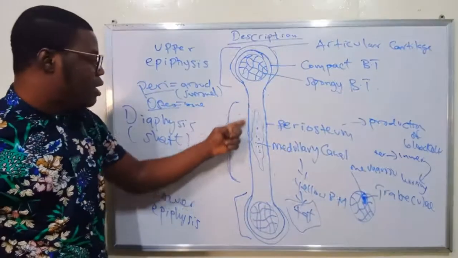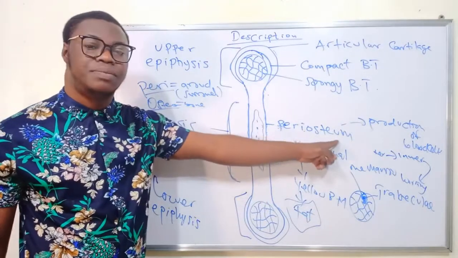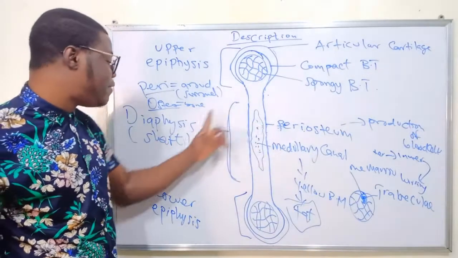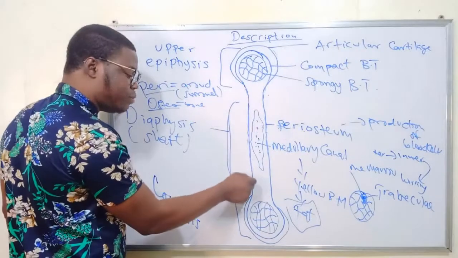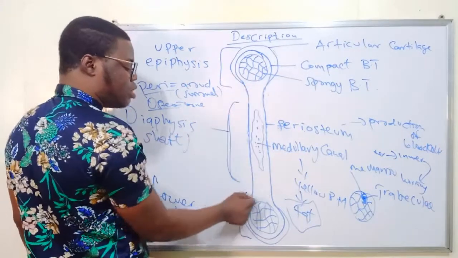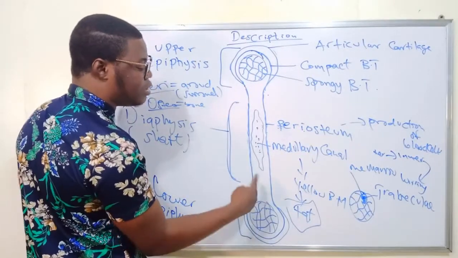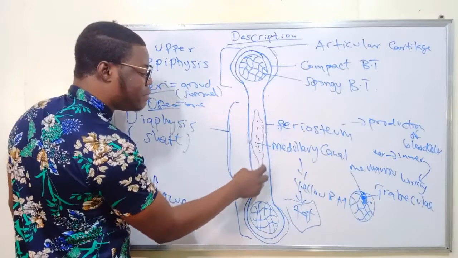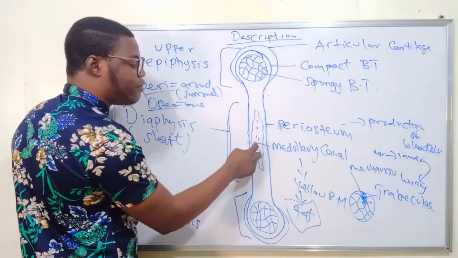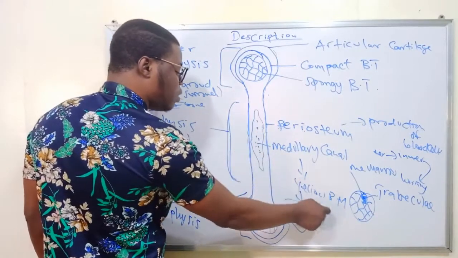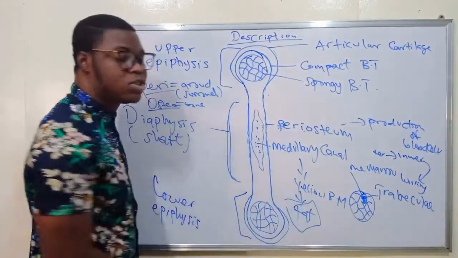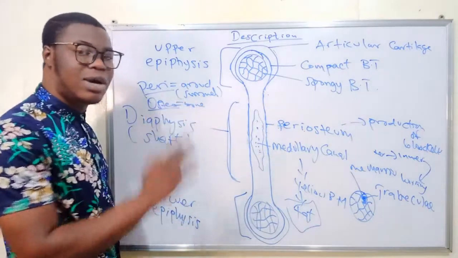For the diaphysis, the elongated middle part, it is covered by periosteum, except at the articulating point, where it is displaced by an articular cartilage. Within this diaphysis is the medullary canal. The medullary canal contains the yellow bone marrow, and the function of the yellow bone marrow is to store fat, as simple as that.